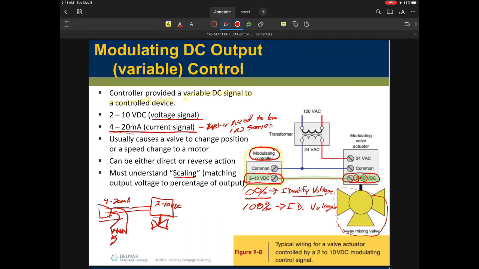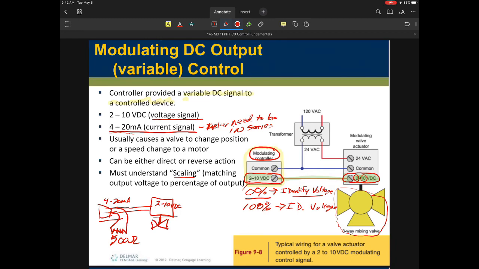The way that we did this is we would take across the output and put a 500 ohm resistor, and we would put it across that output. This is 500 ohms. And that 500 ohm resistor will take that 4 to 20 milliamp current signal, and it'll actually run the current through the 500 ohms, and it changes the signal to a voltage signal because of that resistor being in parallel.